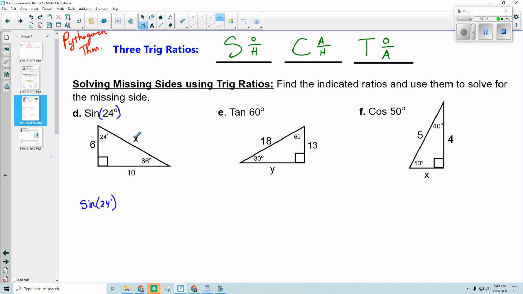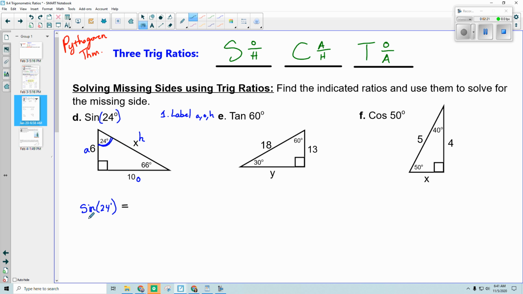Okay. So remember the first step from last time is I have to go to my reference angle, which is here, and then I have to label the triangle A, O, and H. Okay. So there's the 24 degrees. Opposite from it, this would be O. This would be my hypotenuse, and this is adjacent. Okay. So now that I've labeled everything A, O, and H, since I'm using sine, sine should give me the output. I should get out opposite over hypotenuse.